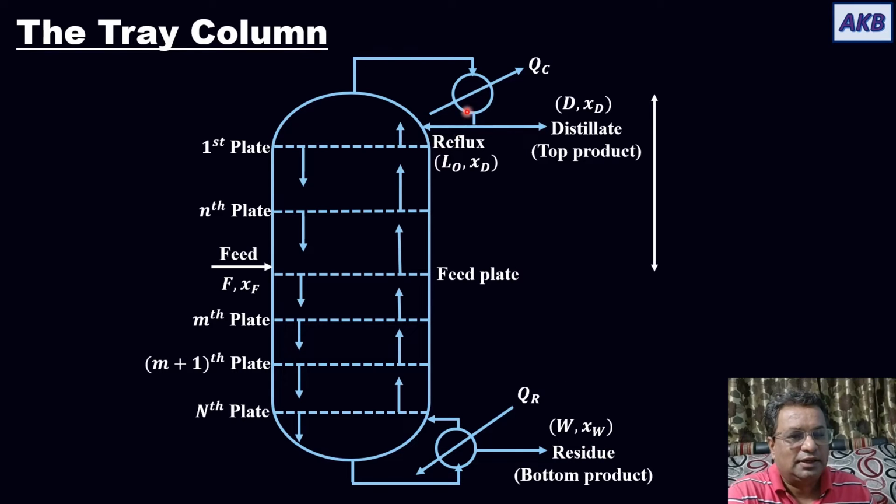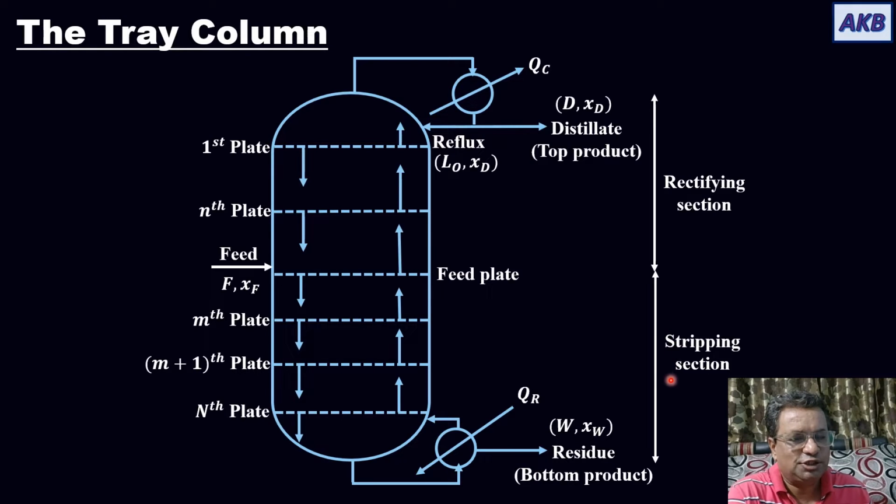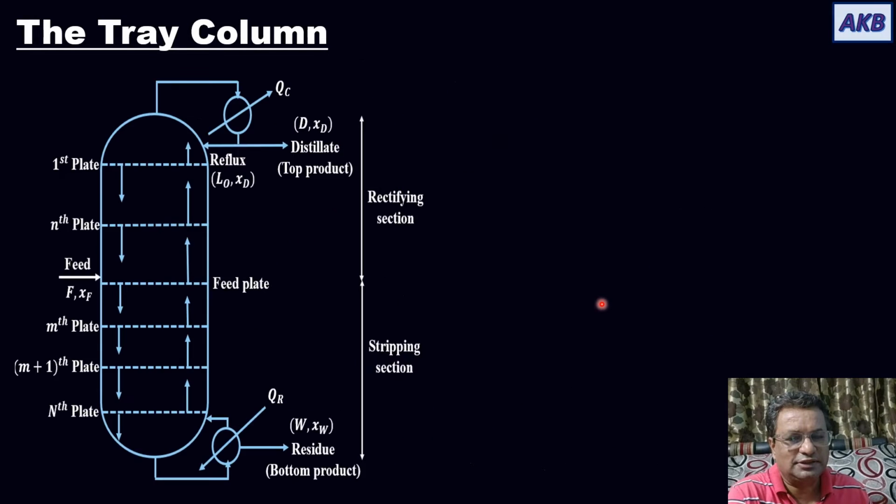Okay. The section of the column above the feed plate is the rectifying section. The section of the column below the feed plate is the stripping section. Okay, so let us understand. Now what are the conditions?